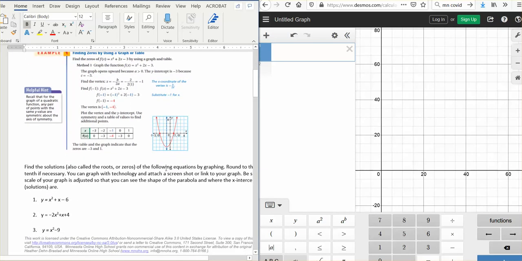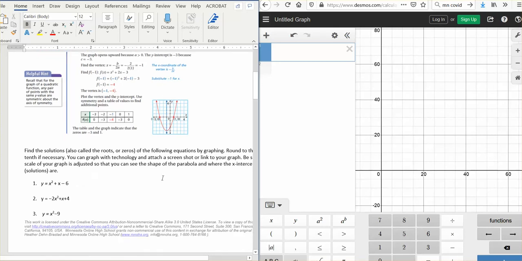So we're going to graph these, and some of them will be decimal numbers, so it says round to the nearest tenth. And I wrote in the directions that you can graph with technology and attach a screenshot or a link to your graph. And then I also said make sure that you adjust the scale of your graph. Like over here, I probably will not be using this scale because it goes too much. It's 20, 40, it's too wide of a scale. And the y-axis also. I'm not going to be able to see where the x-intercepts are very well with that scale. So I'll show you how to do that.